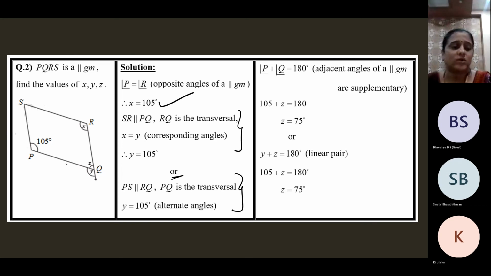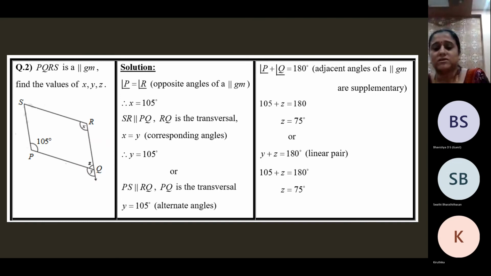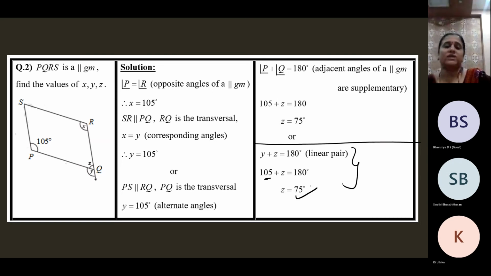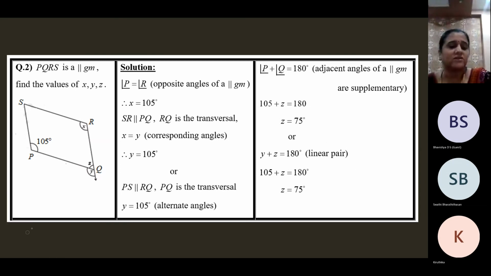Now Z. Clearly Y and Z form a linear pair. See, on the straight line, we have two angles Y and Z. So their sum will be 180. See here, this is that OR working. Y plus Z is equal to 180, linear pair. Y we already know is 105, plus Z is 180. So Z is equal to 75 degrees. You can find Z like this, or you can also use adjacent angles.